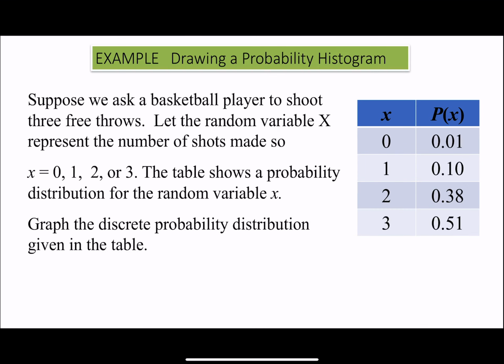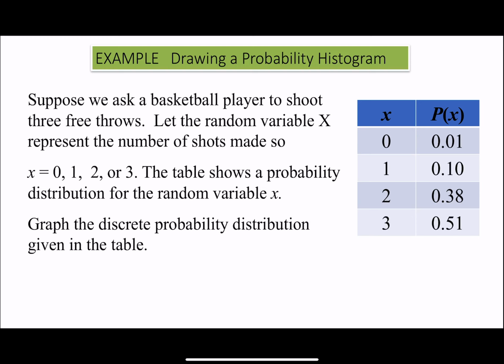All right. So suppose we ask a basketball player to shoot 3 free throws. We let the random variable x represent the number of shots made, so that x is 0, 1, 2, or 3. The table shows a probability distribution for the random variable x.